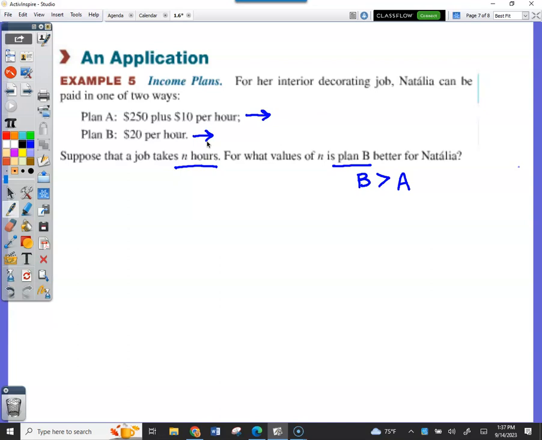So A would be what? 250 plus 10N. And what would B be? 20N. And we are literally saying that plan B is greater than plan A. So plug it in and solve.